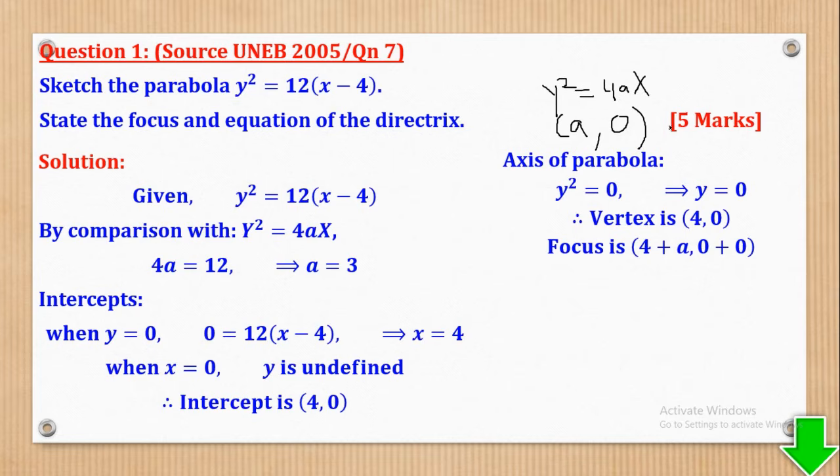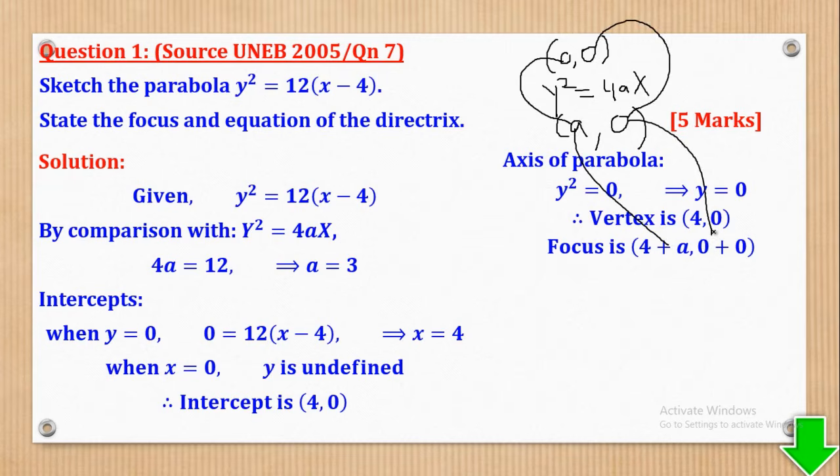Okay, but in this case, that was also when the vertex was (0, 0). So in simple terms, the easiest way to get the focus is you add the x coordinate of the vertex to the x coordinate of the standard form of the focus to get this, then also add the y coordinate of the vertex to the y coordinate of the standard form to get this.